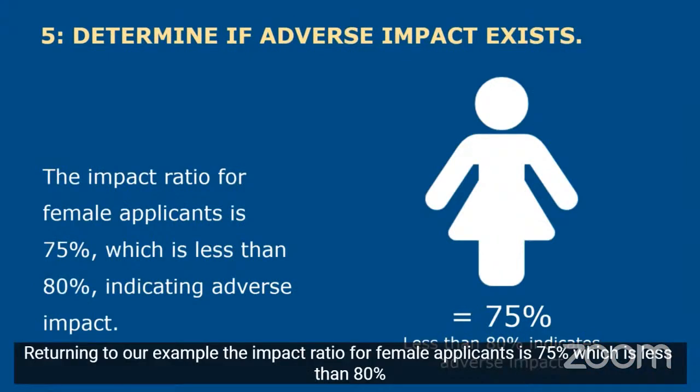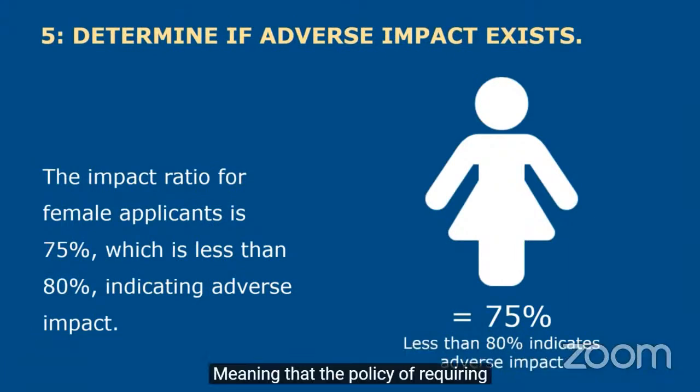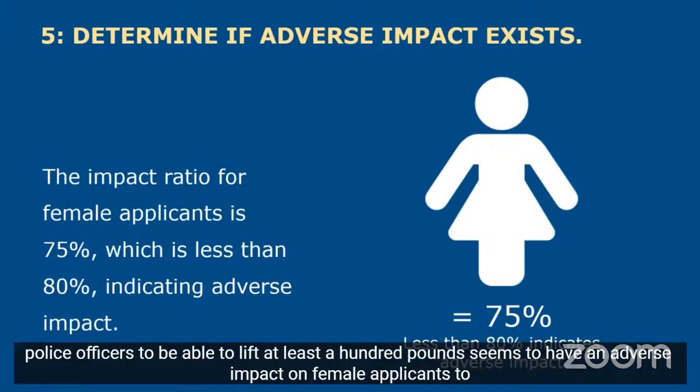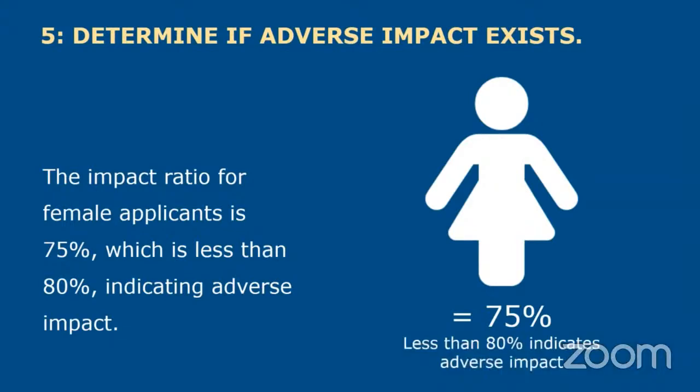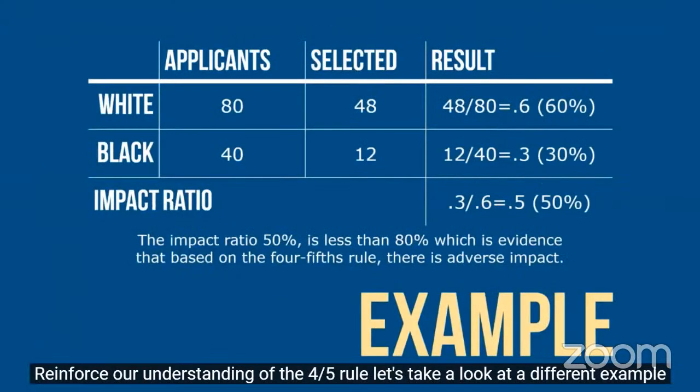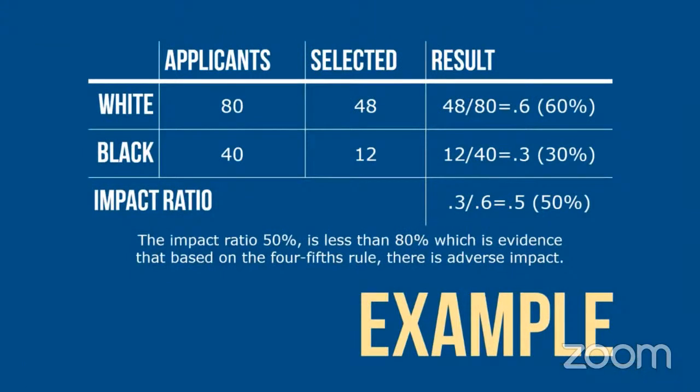Returning to our example, the impact ratio for female applicants is 75%, which is less than 80%, meaning that the policy of requiring police officers to be able to lift at least 100 pounds seems to have an adverse impact on female applicants. To reinforce our understanding of the 4/5 rule, let's take a look at a different example.